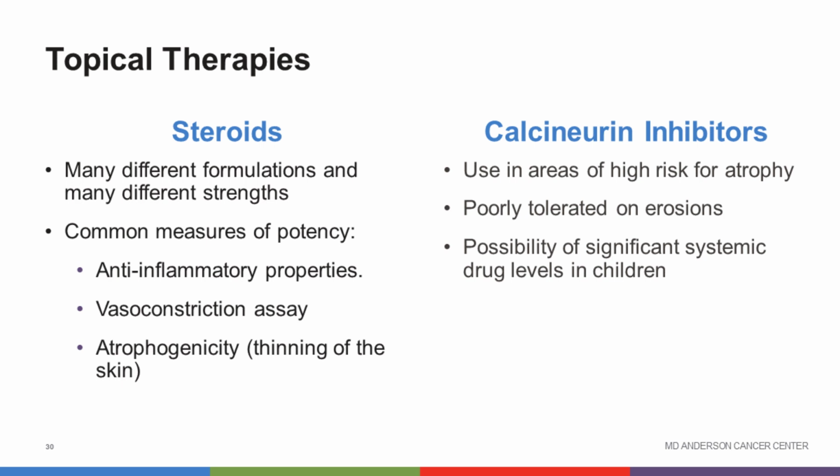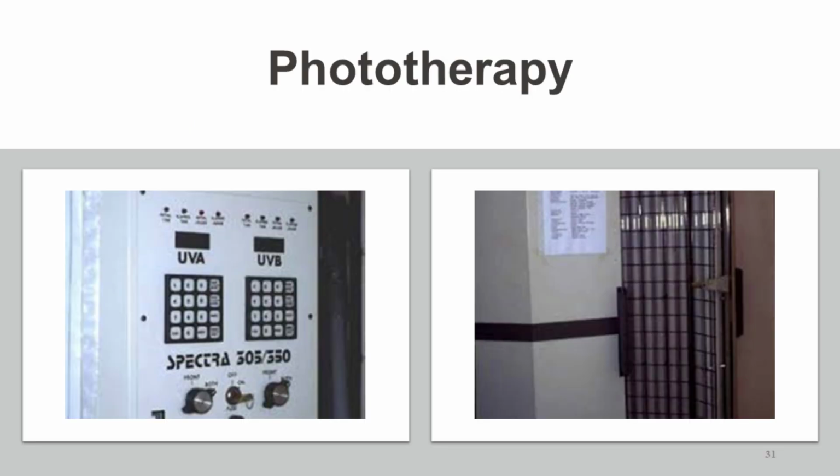The calcineurin inhibitors we use in areas that are at high risk to thin, so often we'll use those more on faces or in the axilla or in the groin. They tend to burn if you have erosions or cuts or scrapes on your skin, so we don't use them there. And there is a possibility of systemic absorption, especially in children, so we watch how much we give very carefully. I wanted to say a word about phototherapy.